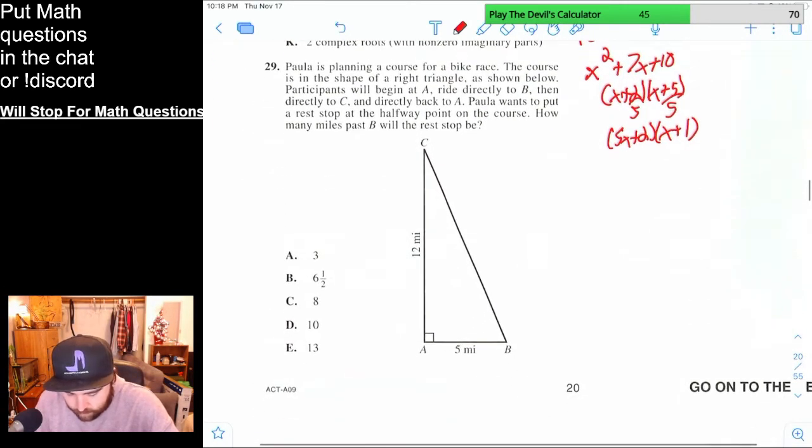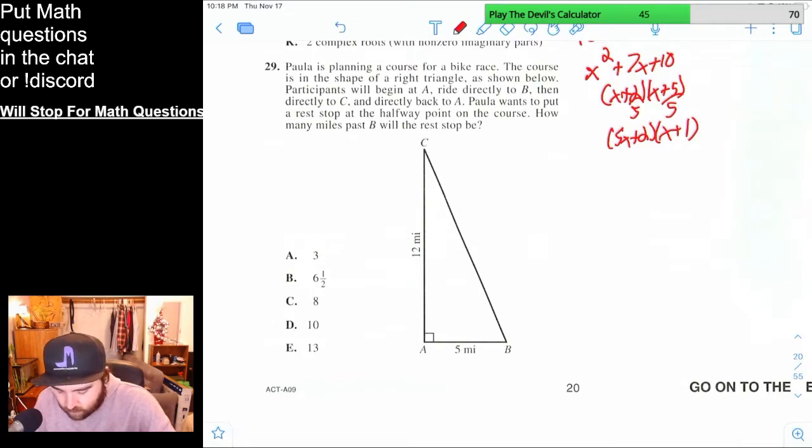All right. Paula is planning a course for a bike race. The course is in the shape of a right triangle, as shown below. Participants will begin at A, ride directly to B, then directly to C, and directly back to A. Paula wants to put a rest stop at the halfway point on the course. Oh, that's fun. Where will that be?